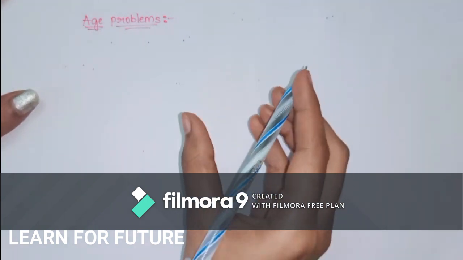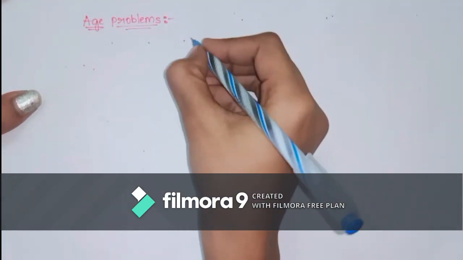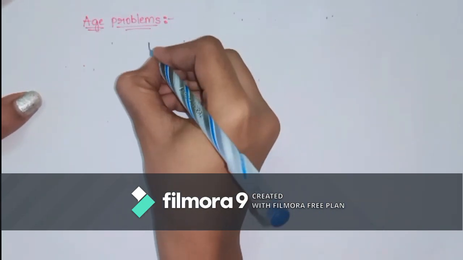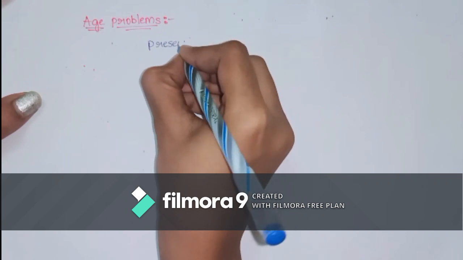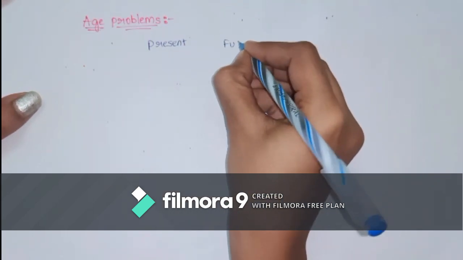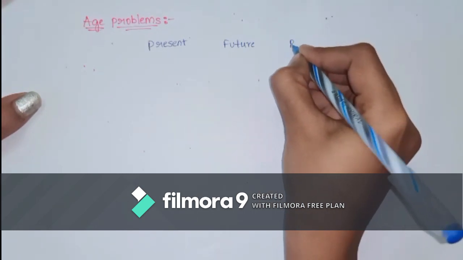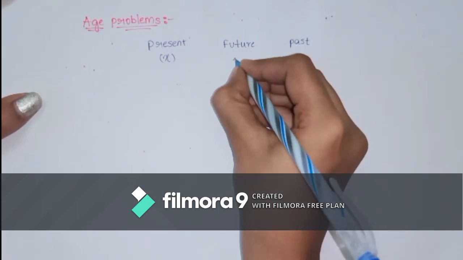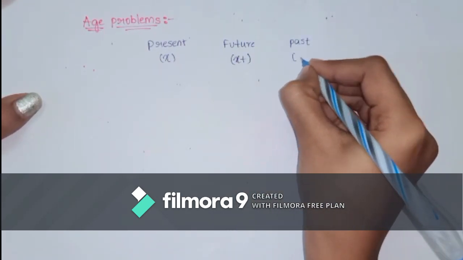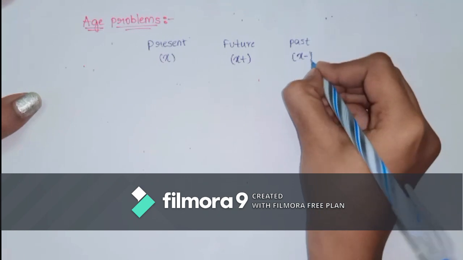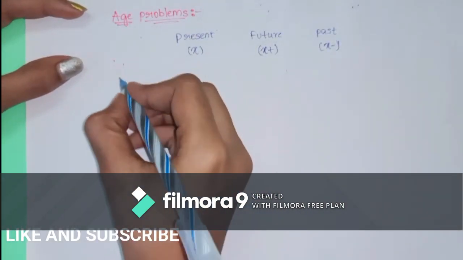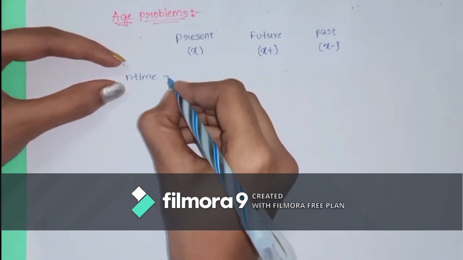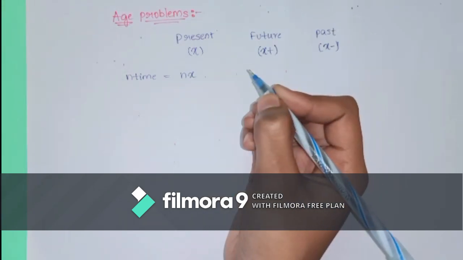We want to learn some basic points. They are: age is divided into 3 types: present, future and past. Present means x, future means x plus, past means x minus. In some questions they'll ask like n times. If they give n times, we should write n into x.